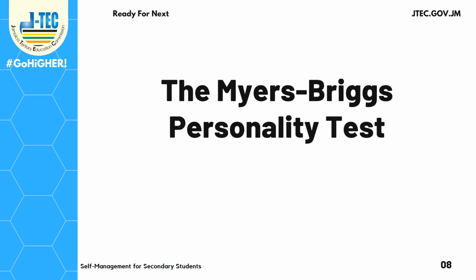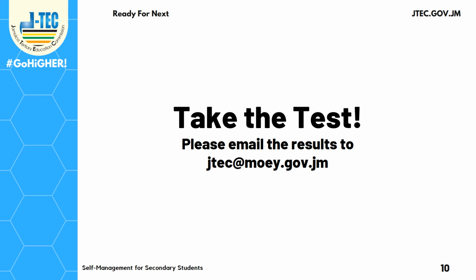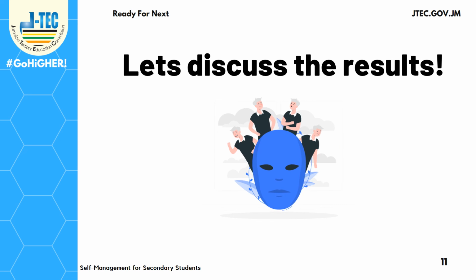The Myers-Briggs Personality Test. A personality test that taps 4 characteristics and classifies people into one of 16 personality types. MBTI is one of the most widely used personality frameworks, which has no hard evidence as a valid measure of personality. Take the test. Please email the results to jtec@moey.gov.jm. Let's discuss the results.